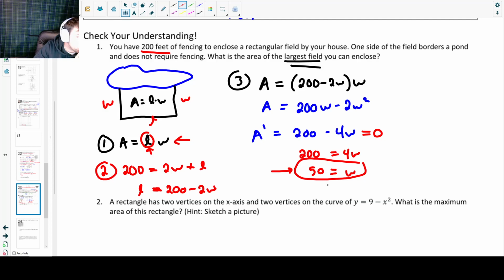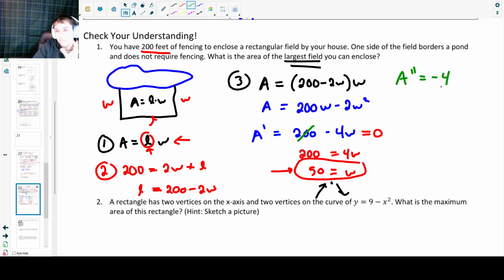And so what we need to figure out is if this is a minimum or maximum. We can do this in a couple different ways. We can determine whether we are increasing into that and decreasing out, by looking at our derivative, picking a number smaller than 50 and bigger than 50. Or we can look at the second derivative. So if we look at A double prime right here, we calculate that, we end up with the derivative of 200, which is 0, minus 4, the derivative of 4W.